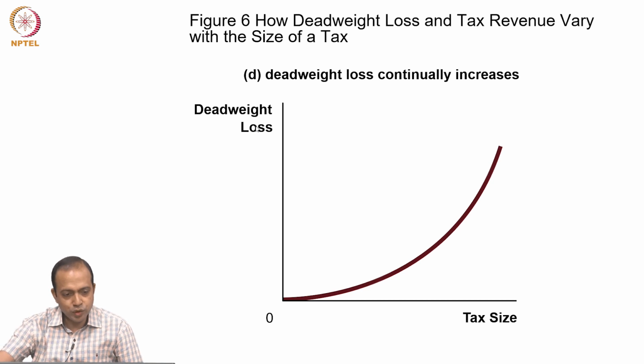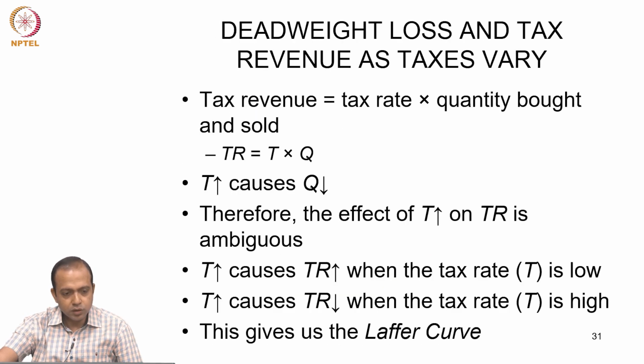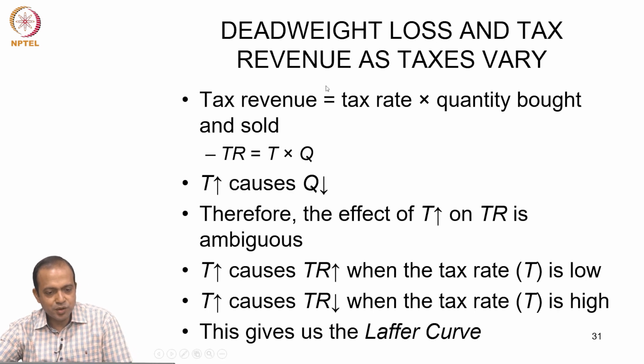Okay. Now, we will plot instead of deadweight loss, we will put tax revenue on the y axis. So, what is happening? Tax revenue equals tax rate times quantity bought and sold. So, total revenue is T into Q. If T increases, then quantity will fall. Therefore, the effect of tax on TR is ambiguous.